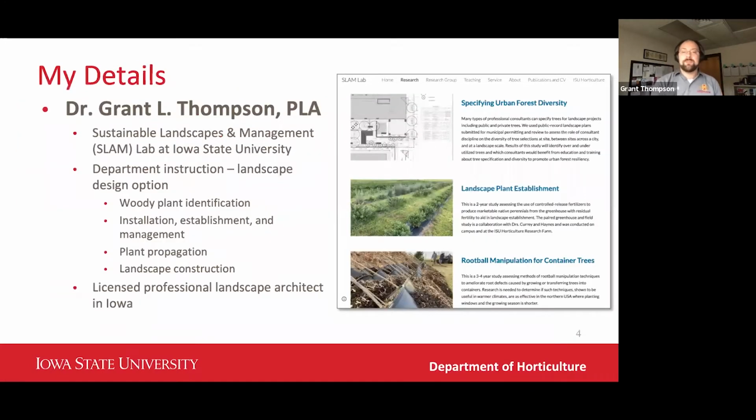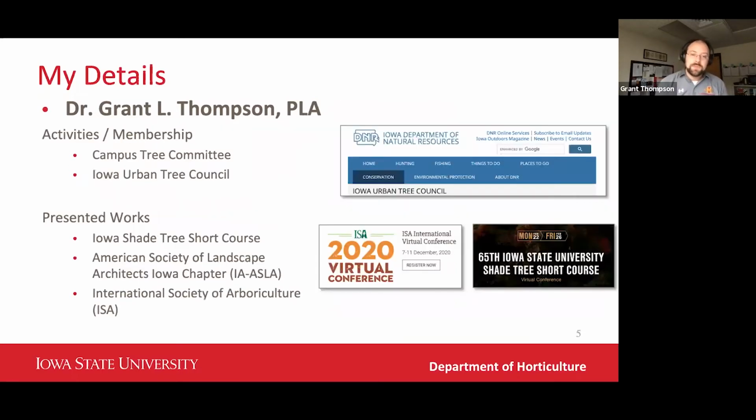So I am a landscape architect. I practiced for about 5 years before returning to graduate school and research. I'm the director of the Sustainable Landscapes and Management Lab here at Iowa State. I do woody plant ID, plant installation and management, plant propagation, and landscape construction. So a lot of my research comes from a very practical perspective, things that I encountered as a practitioner and things that come up in the classroom.